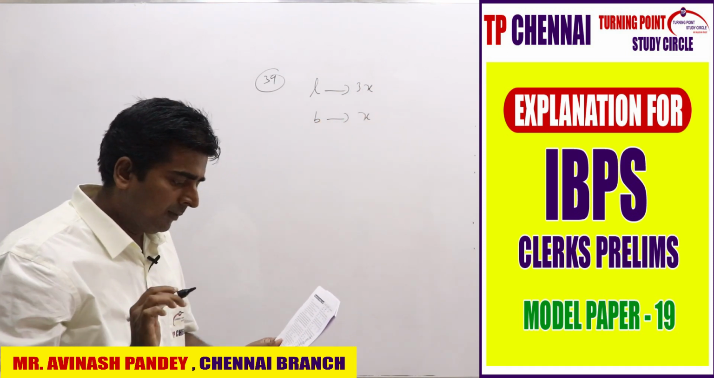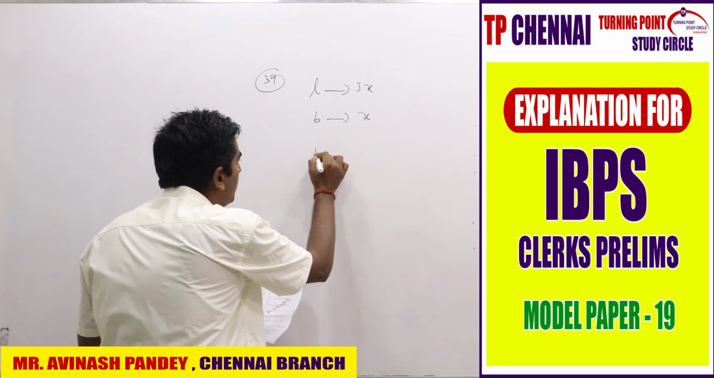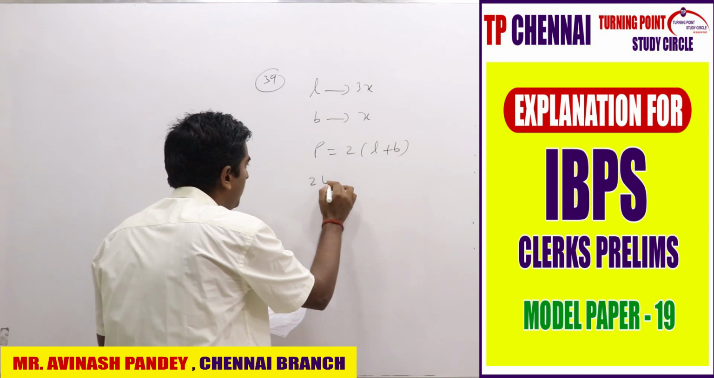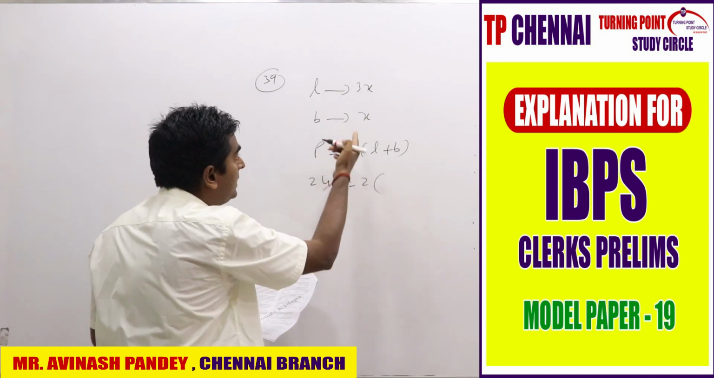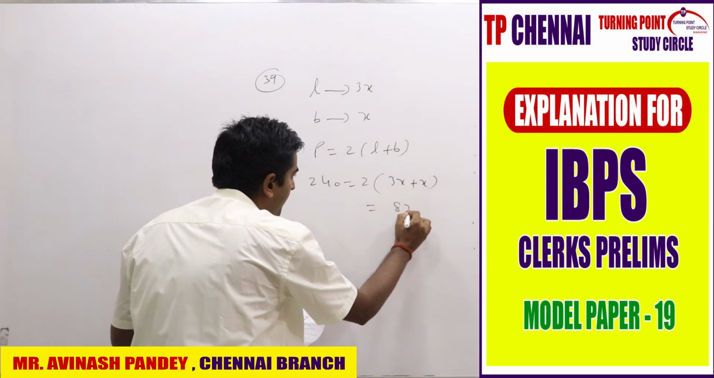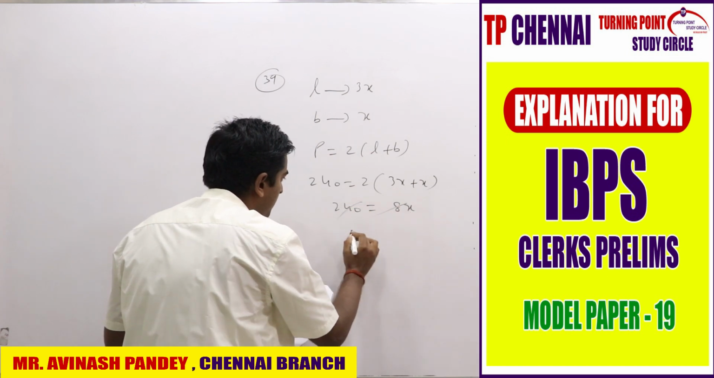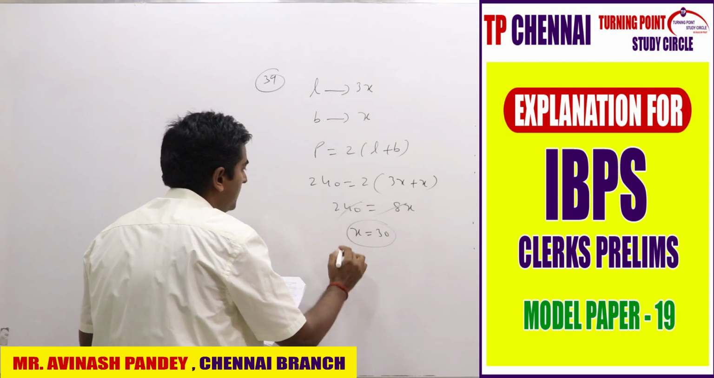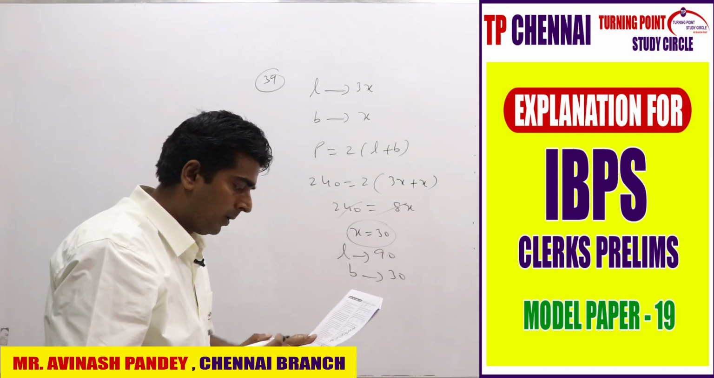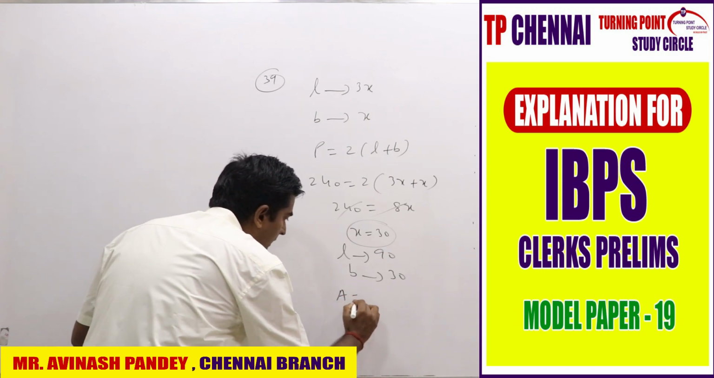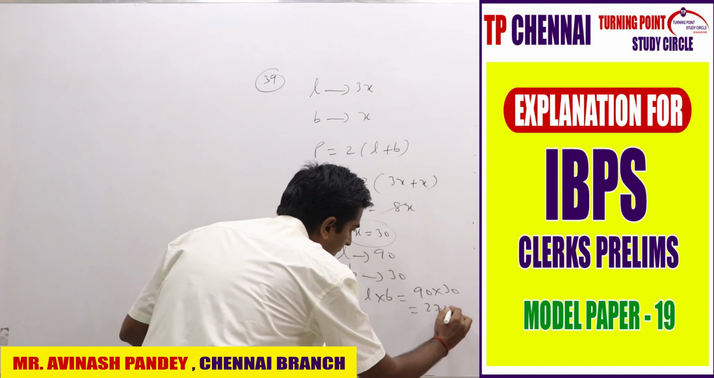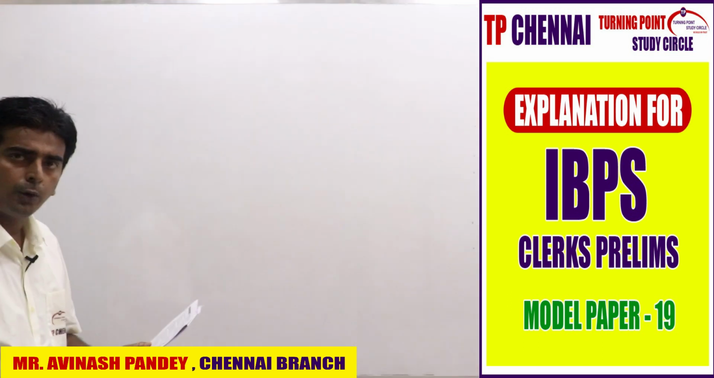Now, the perimeter of the rectangle is 240. Perimeter, what is the formula? 2 into (L plus B). So 240 is equal to 2 into (3x plus x). So this is 8x is equal to 240. So x is equal to 30. Length is 90 and breadth is 30. Now what are they asking? The area. Area of a rectangle is L into B. So 90 into 30, which is 2700. This is my answer.